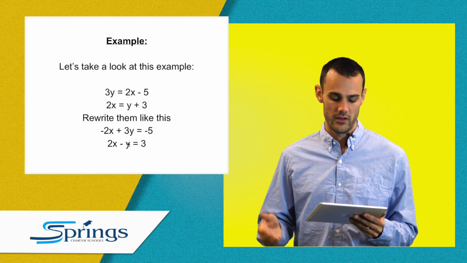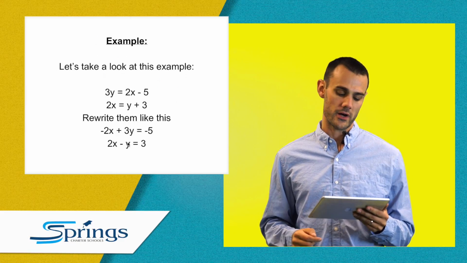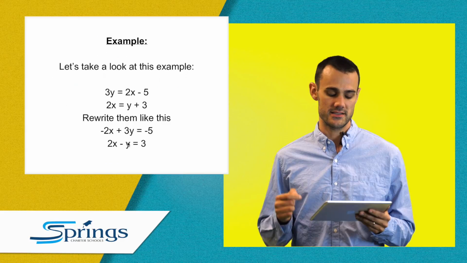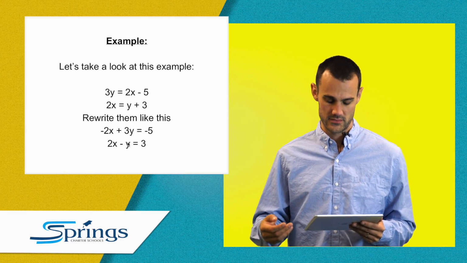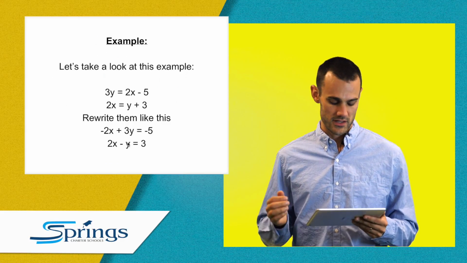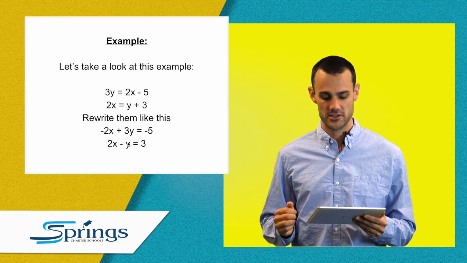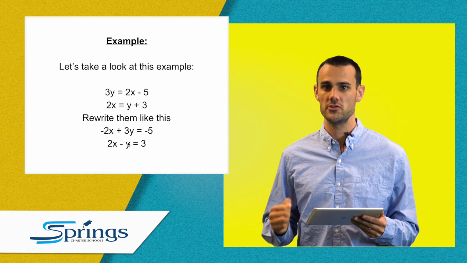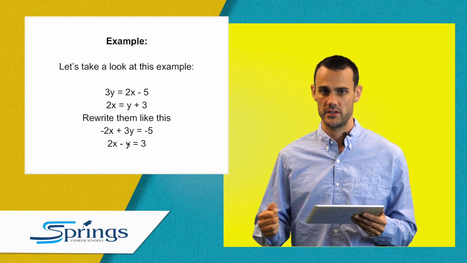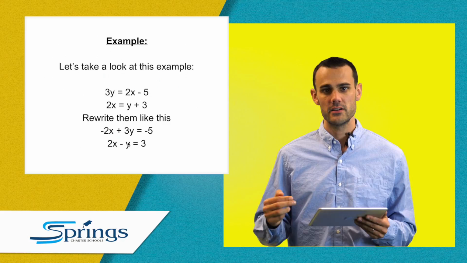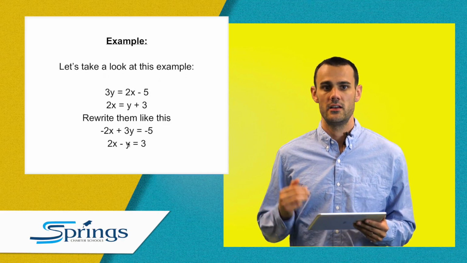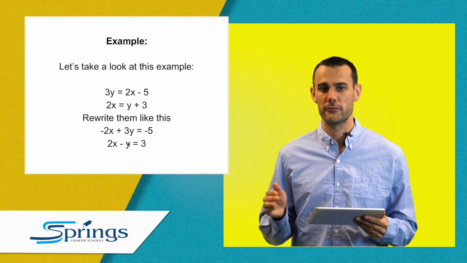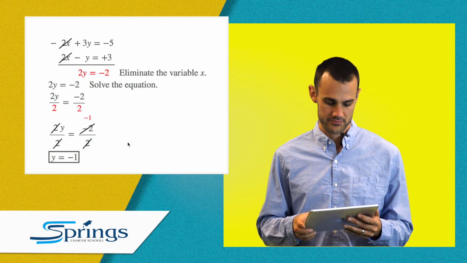Here's an example. Here are two equations: 3y equals 2x minus 5 and 2x equals y plus 3. If we rewrite them, we can start to use the elimination method. I now have negative 2x plus 3y equals negative 5 and 2x minus y equals 3. You can see that we have a negative 2x right on top of a positive 2x. If I add those two equations together, those variables will be eliminated and we can solve for y. Let's go ahead and do that.